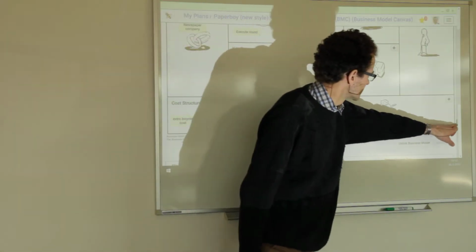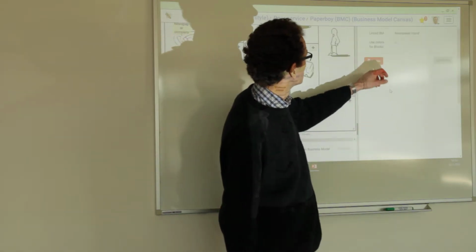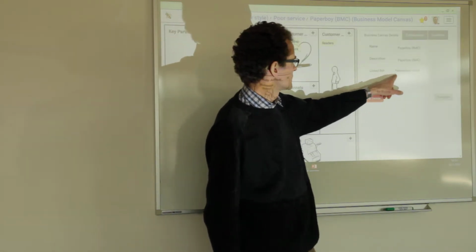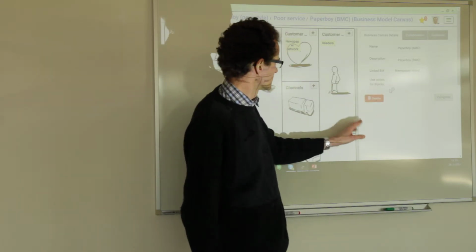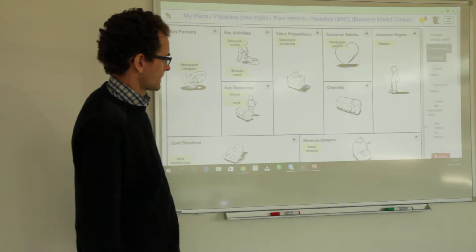By the way, you can see that when you click this gray zone on this splitter. Go back, you see linked business model, newspaper route. Click that away.